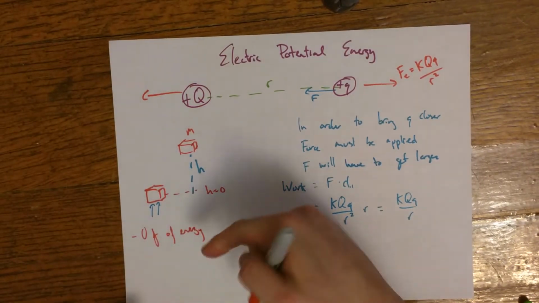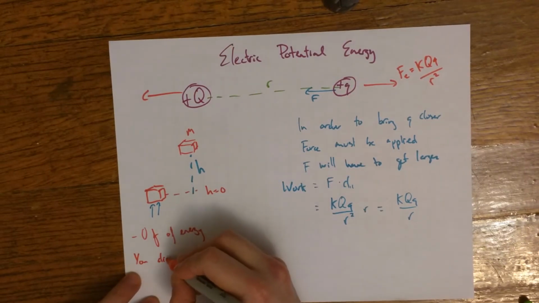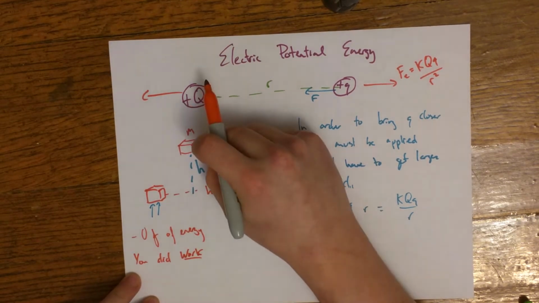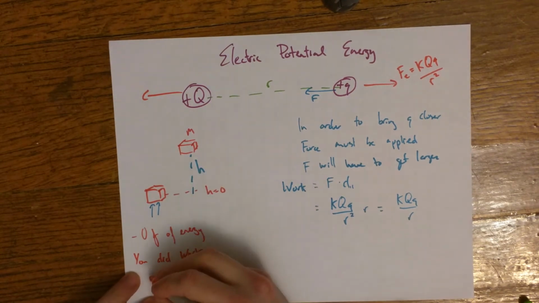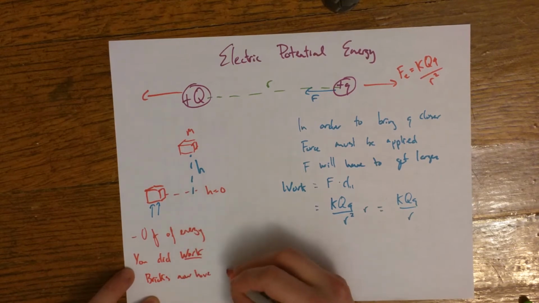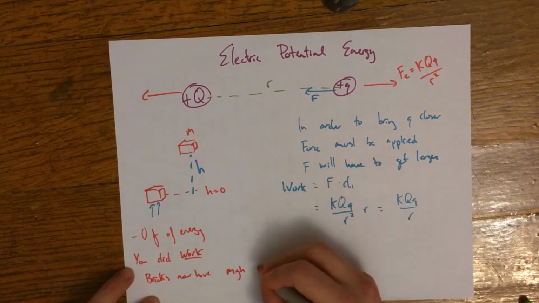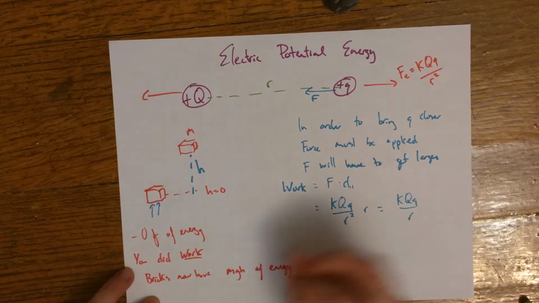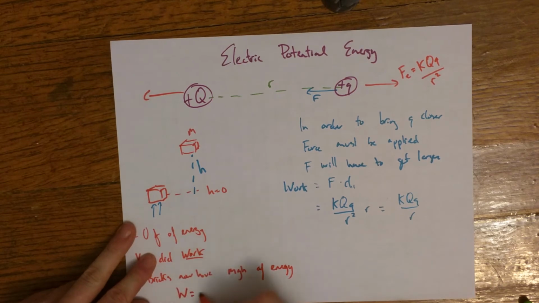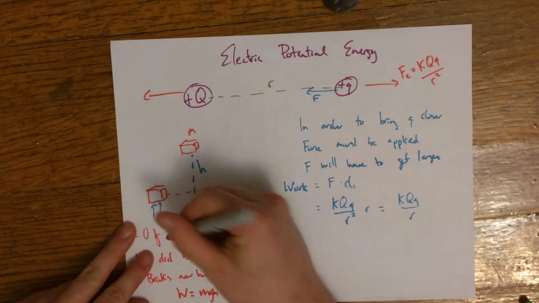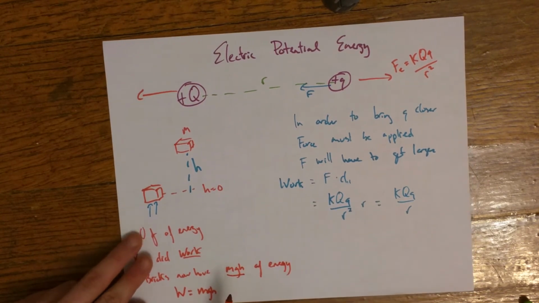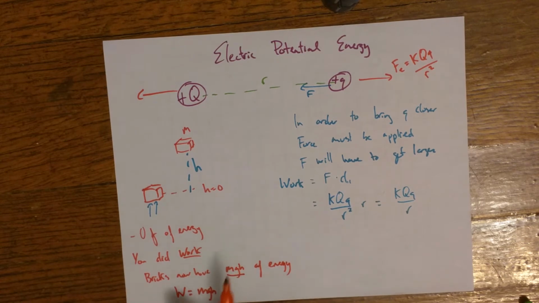And then you came along and you did work. You raised the bricks to a new height, meaning the bricks now have mgh of energy. Where did it come from? It came from you doing work, so the work you did is mgh. If it starts off with 0 joules of energy, now it has mgh of energy. You did that work. And so I want to make the connection here.